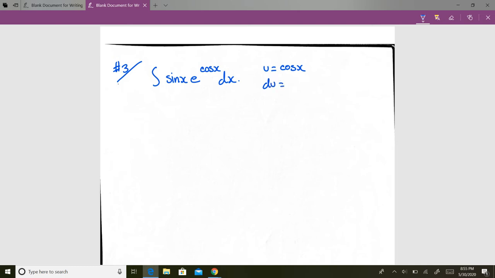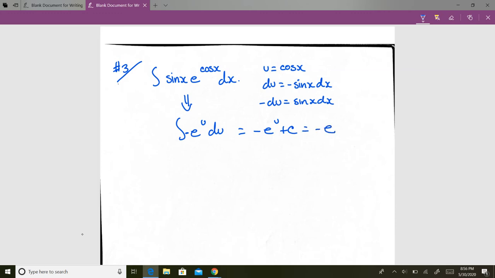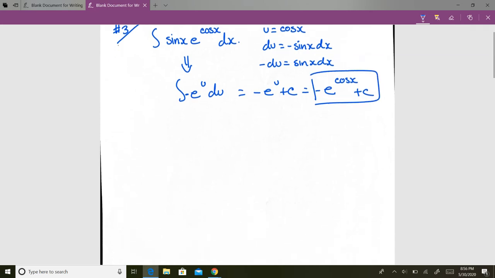The derivative of cosine is negative sine. So I'm going to move that negative over. Negative du is equal to sine x dx. Then the integral becomes negative e to the u du. So we get negative e to the u plus c, which is negative e to the cos x plus c. See, I know these can look complicated, but once you do the substitution, they turn into fairly straightforward integrals.